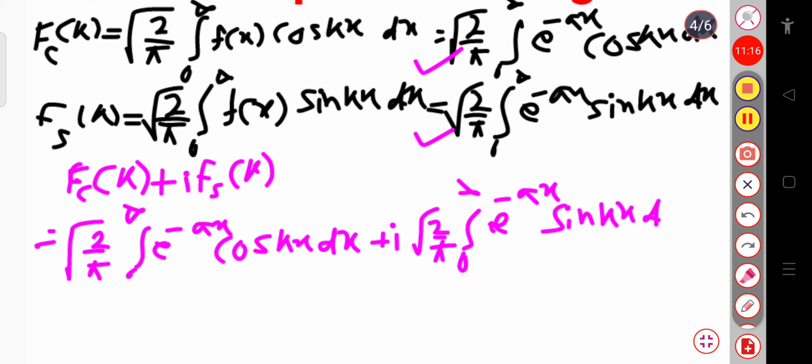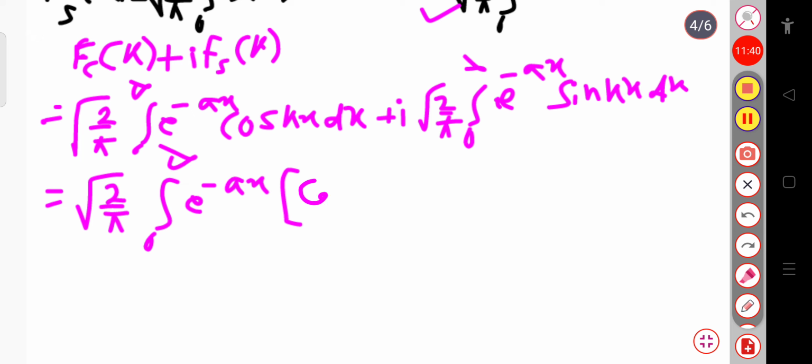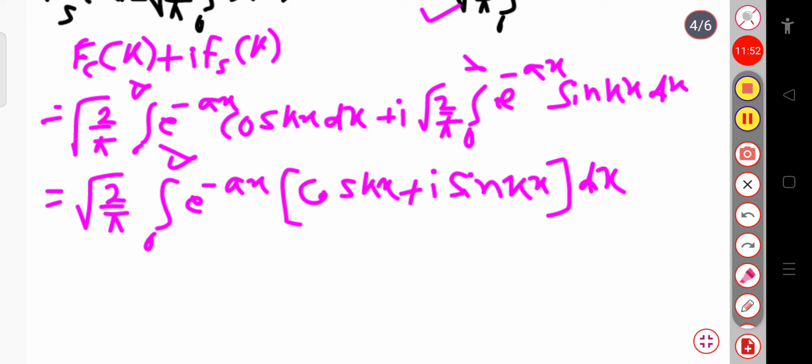Now I can see that if I take common root over 2 by pi, and again I take common integration over 0 to infinity and exponential minus ax, the remaining term will be cosine kx in the first term plus iota into sin kx in the second term, and then the bracket closes, with dx also taken common. I can write like this.